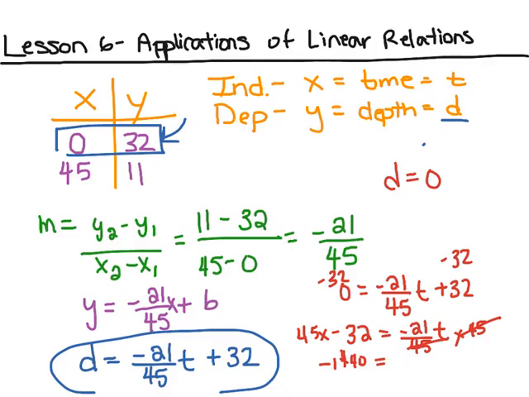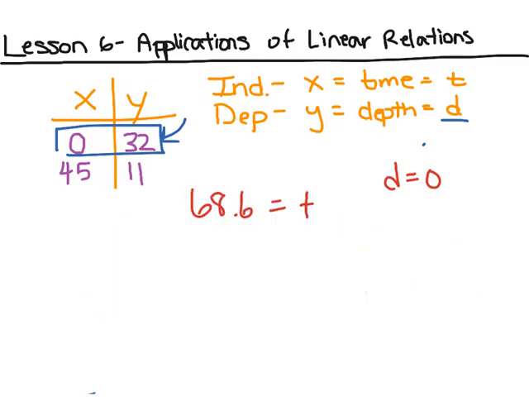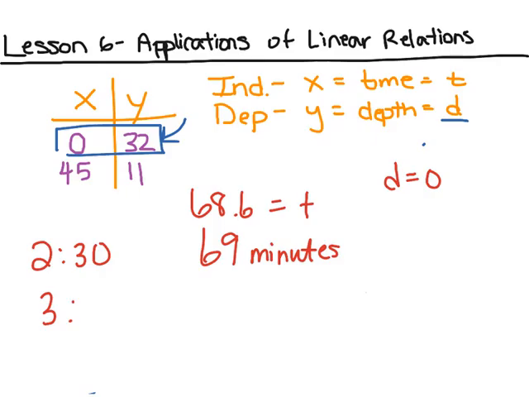Now we're going to divide by negative 21, and you should get 68.6 equal to t. So at 68.6 minutes, let's just round it up to 69 minutes, the pool will be empty. So if you start at 2:30 and we add an hour and 9 minutes, it will be empty at 3:39.